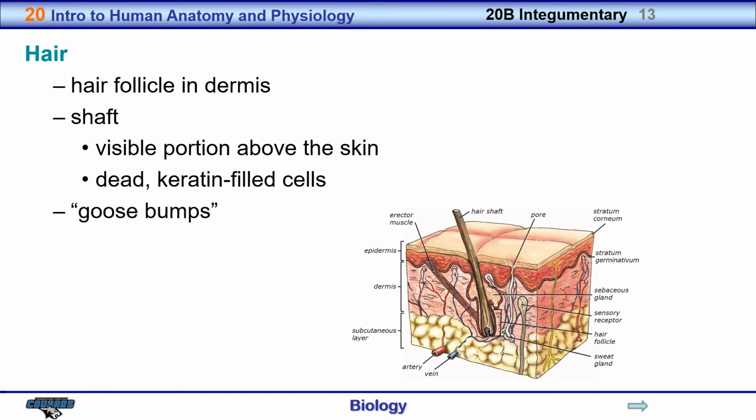And the nails of the fingers and toes are very similar to the hair since they actually develop from the skin, and the visible portion is just composed of dead cells filled with keratin.